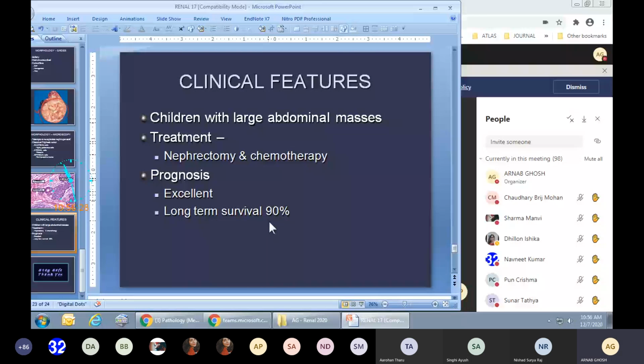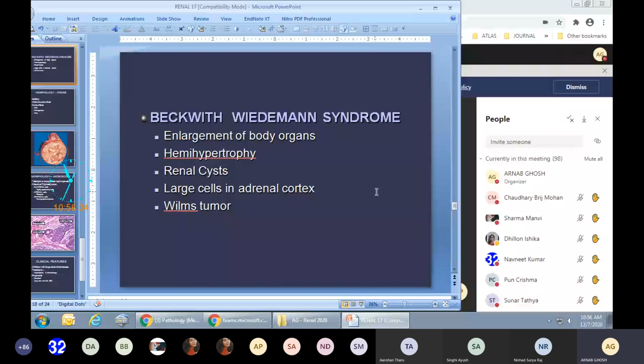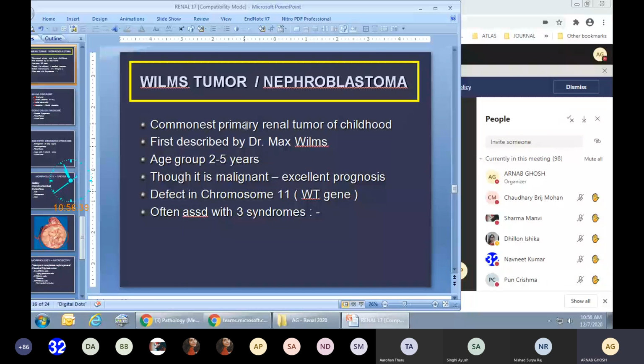So just to repeat once again, what are the important points? First thing is, it is the commonest primary renal tumor of childhood. It was described first by Dr. Wilms, and though the name is Wilms tumor or nephroblastoma, in the name there is no word malignant or carcinoma, but it is a malignant tumor in childhood. So this is the malignant tumor of children, and though it is malignant, the prognosis is excellent.